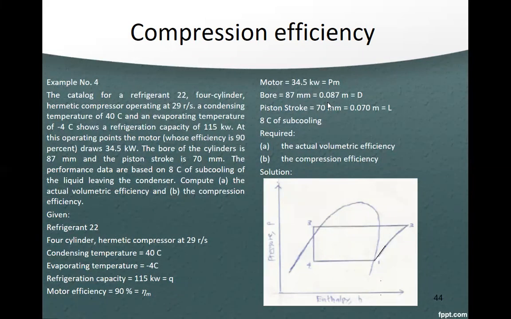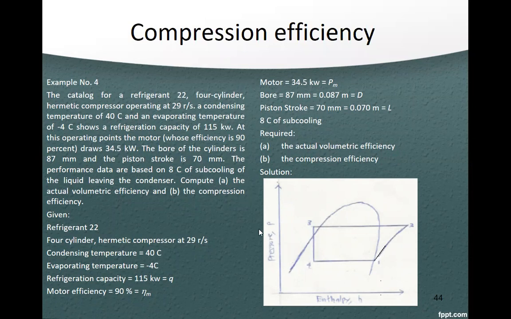Bore is 87 mm or 0.087 meters diameter, D. Piston stroke is 70 mm, 0.070 m, or L. 8°C of subcooling. Required: A is the actual volumetric efficiency, B is the compression efficiency.